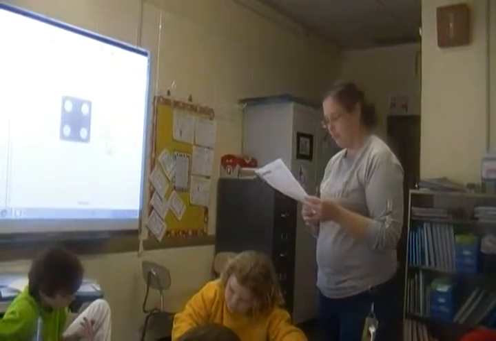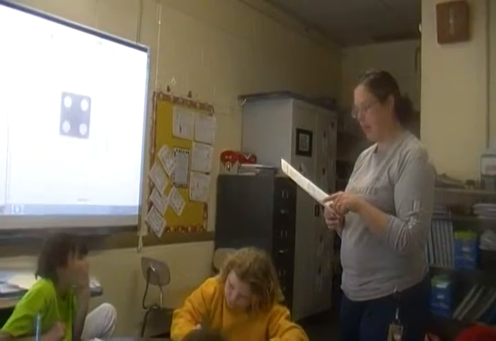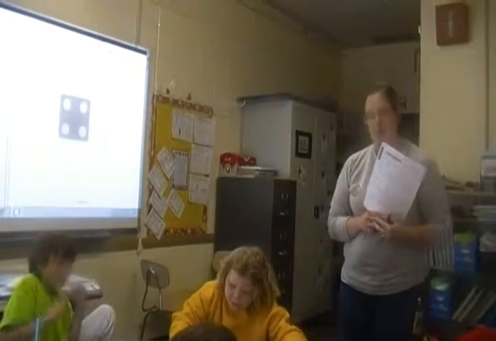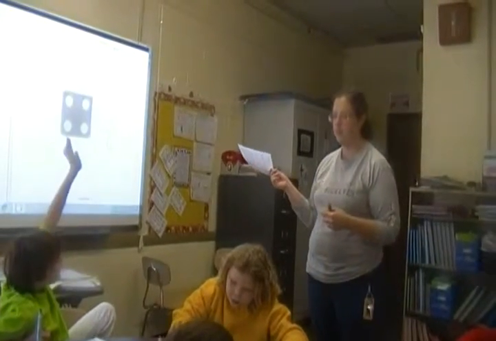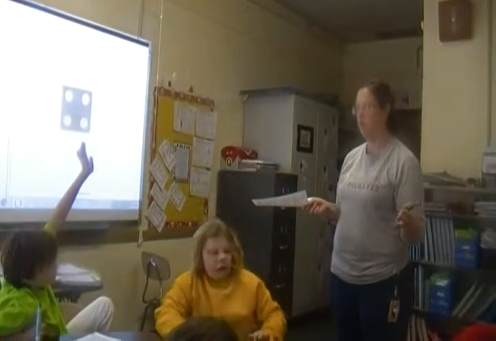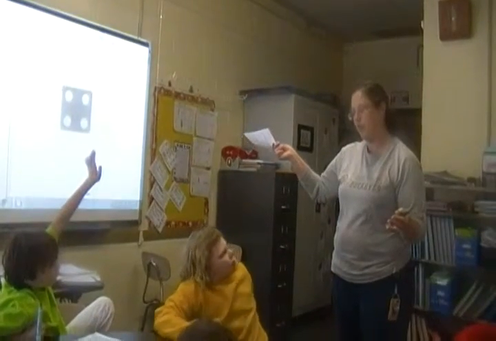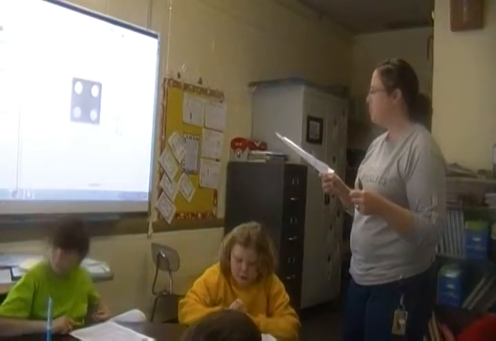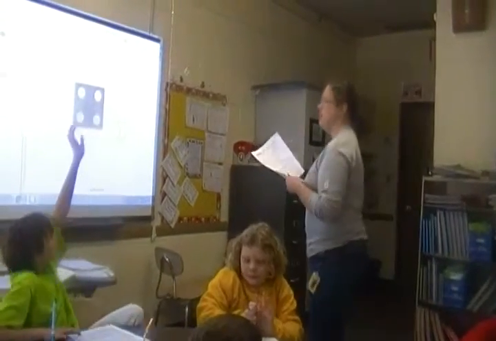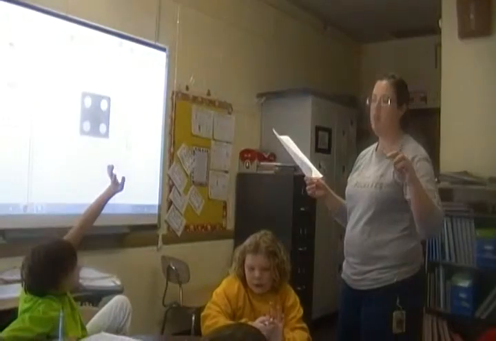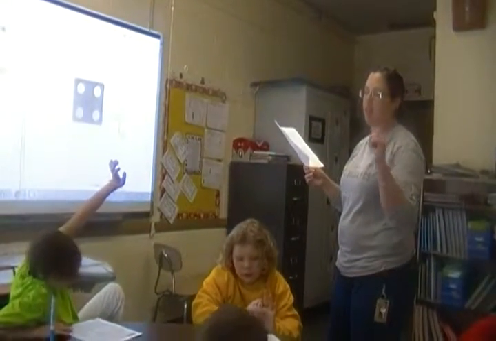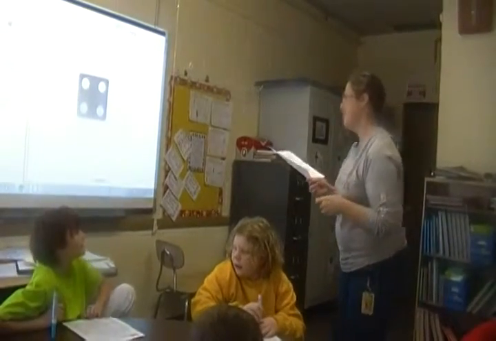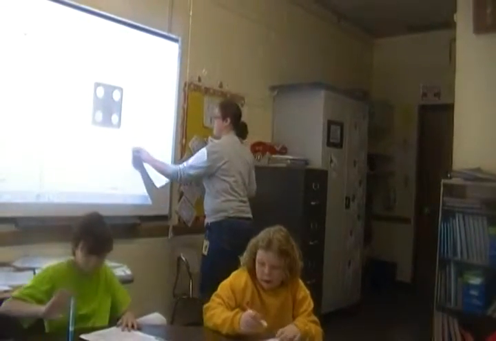Should it be more likely? Well, it's impossible, unlikely, equally likely, or certain. It's not impossible. Impossible would be like if we were to roll a 0 and there's no 0 on the die. Victoria, what do you think? Not equally, because if it was equally, we would say like there's 2 3s and 3 3s. Likely. Sarah? It's likely.